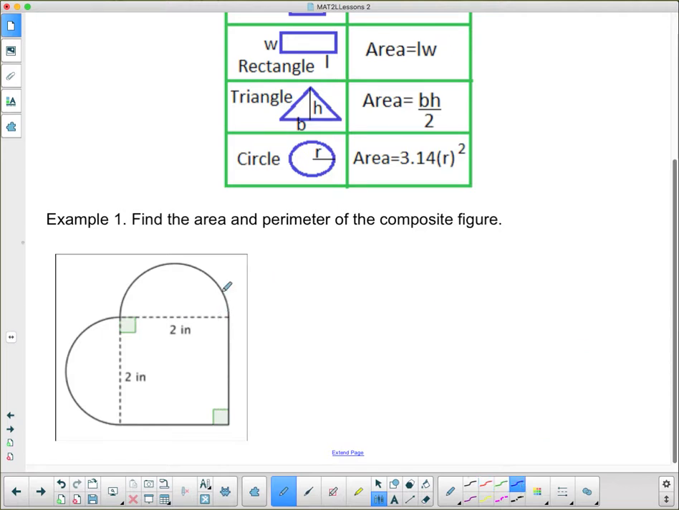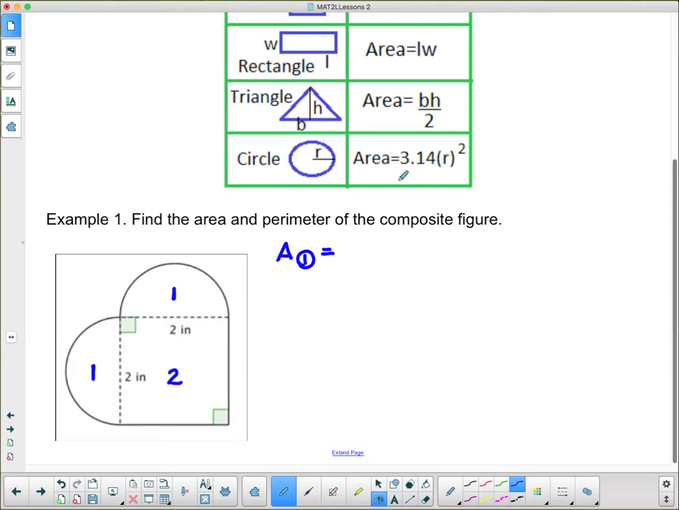Okay, I'm going to call this area. See that these two things together make a whole circle, so I'm going to call that area 1 as a whole, a circle. And this we'll call area 2, which is a square. So I'm going to find the area of 1.